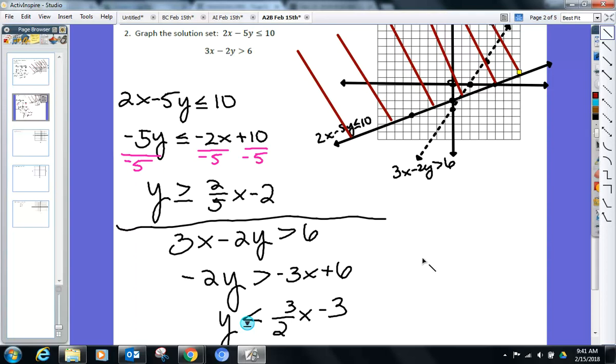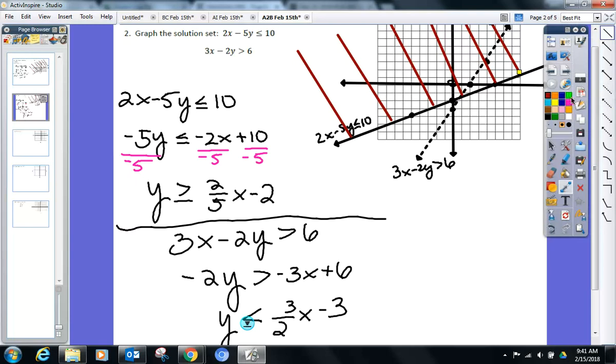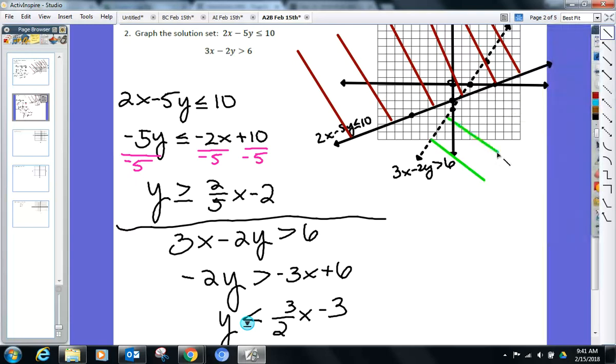Go to the next one. Plug in 0, 0 again. Next equation: 3x minus 2y is greater than 6. When you plug in 0, 0, what do you get on the left side? 0. Is 0 greater than 6? No. So on this dashed line, you're going to shade away from 0, 0 because it's not a solution, with another colored pencil.